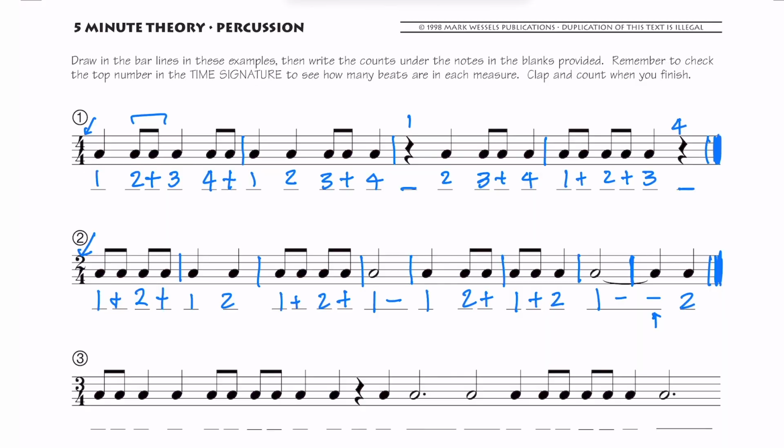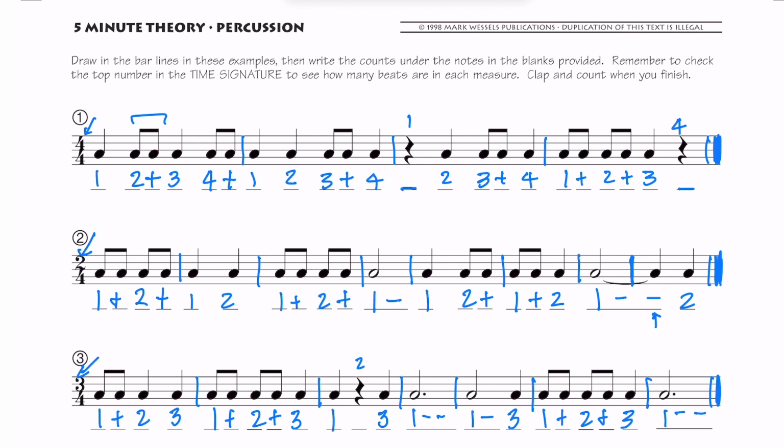Line number 3. We are in 3/4 time. So 1 and 2, 3, bar line. 1 and 2 and 3, bar line. 1, 2 above, 3, bar line. Dotted half notes get 1, 2, 3 counts, bar line. Half notes get 2 counts, so that will be 1, 2. This is 3. 1 and 2 and 3, bar line. 1, 2, 3, double bar line.